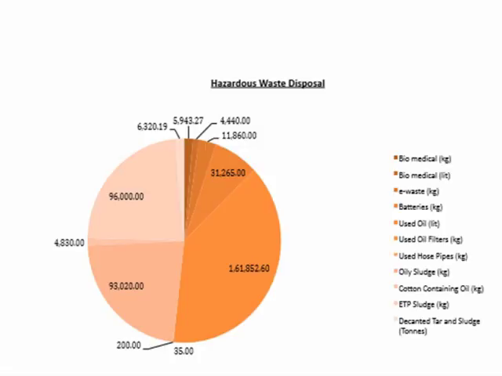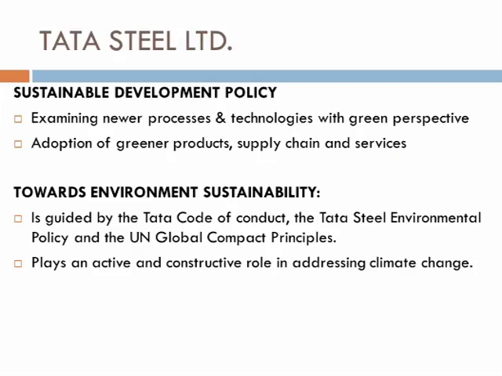Now, talking about the sustainability practices at Tata Steel. It has sustainability embedded in its business philosophy. This has resulted in the association of sustainability challenges with the current growth. Hence, the organization is trying to examine newer processes and technologies with a green perspective before deciding its business strategies. It has also undertaken various steps towards environmental sustainability. Its policy is guided by the Tata Code of Conduct, the Tata Steel Environmental Policy, and the UN Global Compact Principles. It also plays an active role in reducing its carbon footprint.